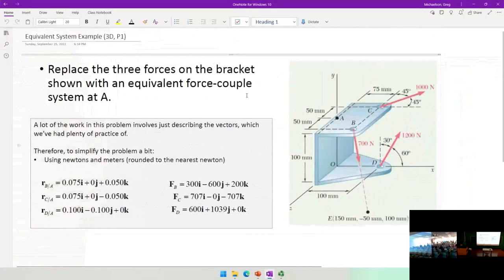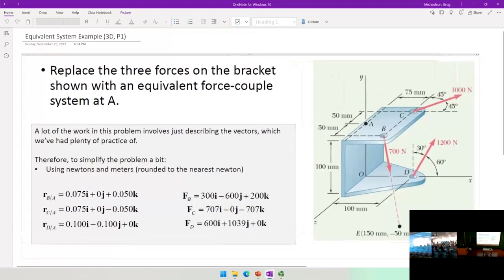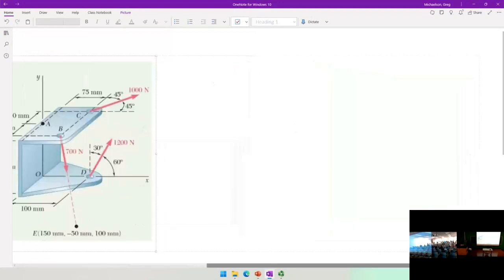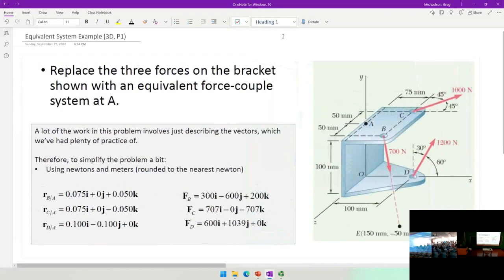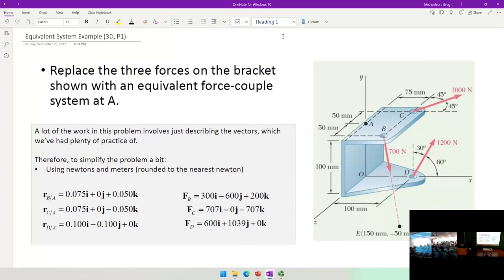So here's the first problem. I have here this bracket in 3D that has a series of forces applied to it at various different angles. So we have a 1,000 Newton force, we have a 700 Newton force, and we have this 1,200 Newton force. And they're all at all sorts of different orientations and angles and whatnot.